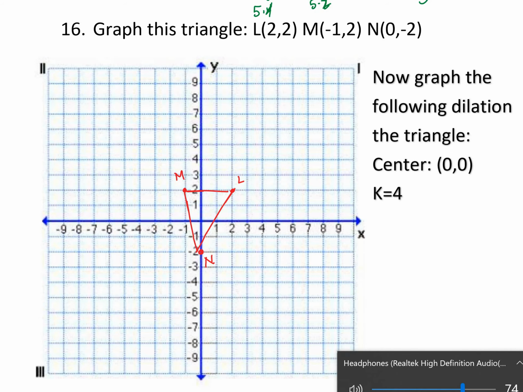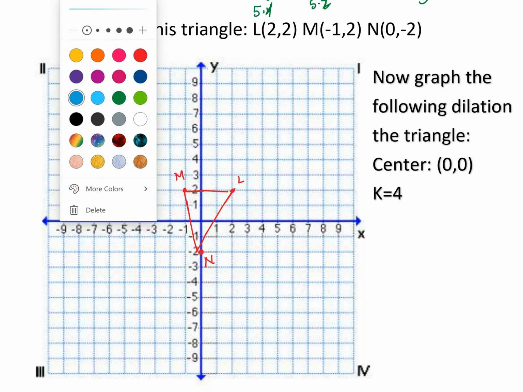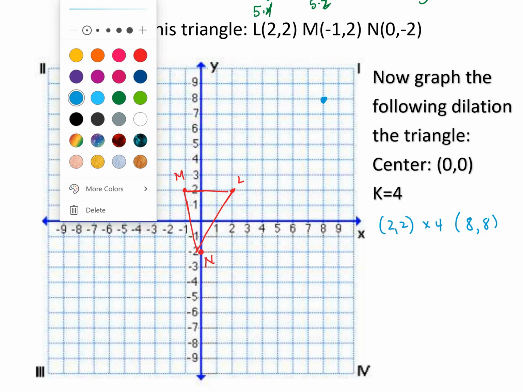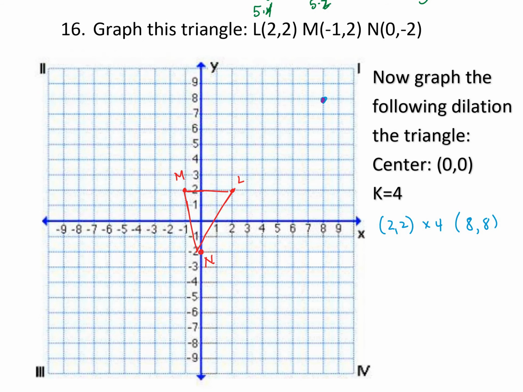So each point I'm going to make 4 times further away from the origin than when I started. So this point is at 2, 2. So 2, 2 times 4 would give me 8, 8. So this is much bigger. This color's not showing up great. Let me go with this kind of purplish color. So we're going to go here. We'll call this L prime.